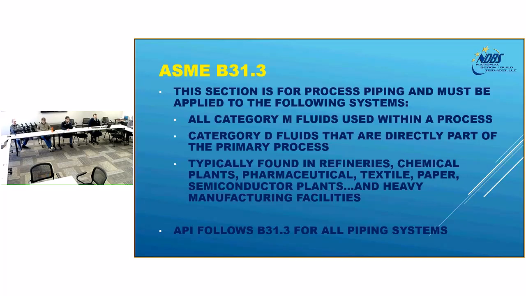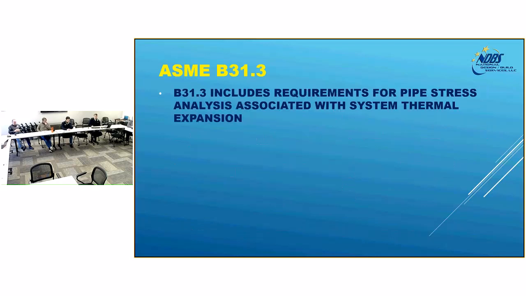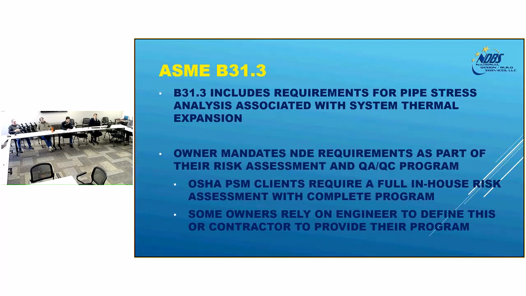A lot of these industries, like the chemical and refinery industry, they don't want to dink around with mixing and matching different code sections. 31.3 is very stringent, so they'll just follow 31.3 on every single piping system in the plant, whether or not it touches the process. It's just easier for them to treat the whole plant as one type of system. So you're going to have your pipe stress analysis when you have systems that undergo thermal expansion.